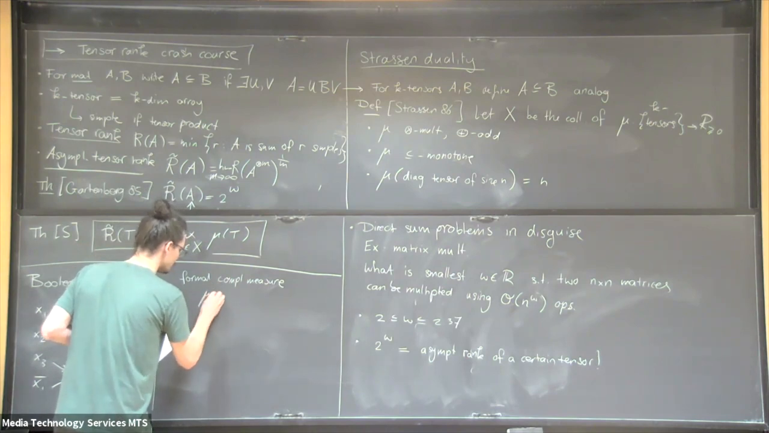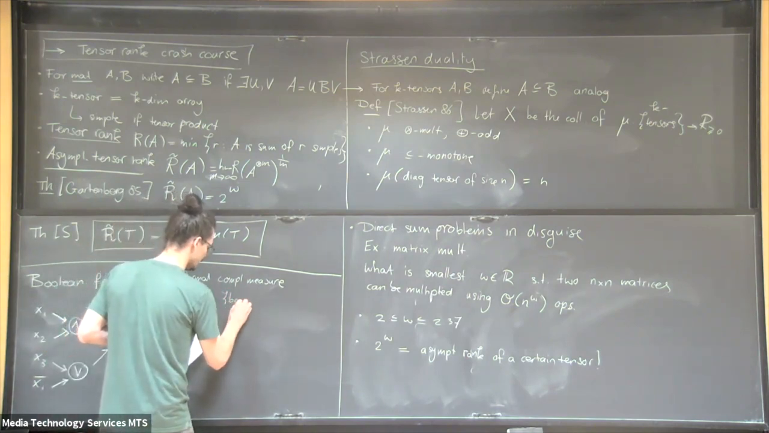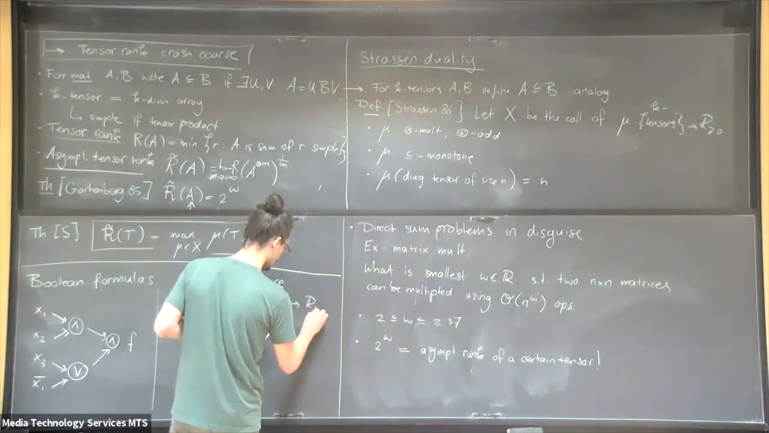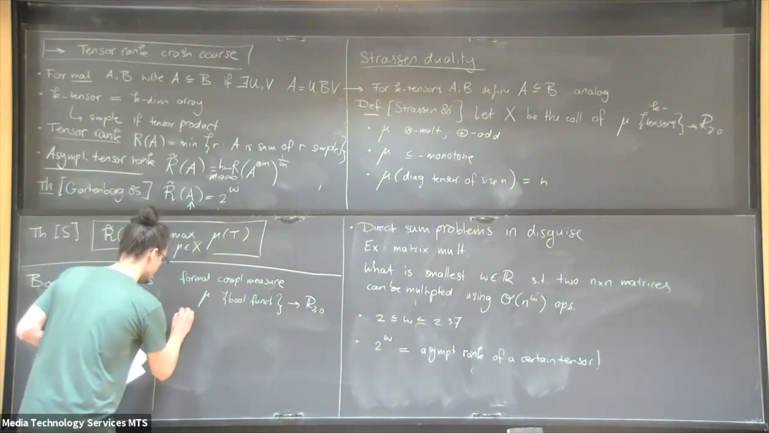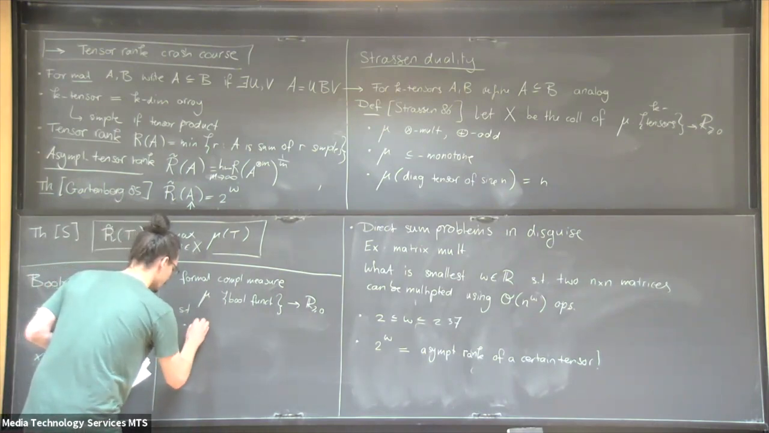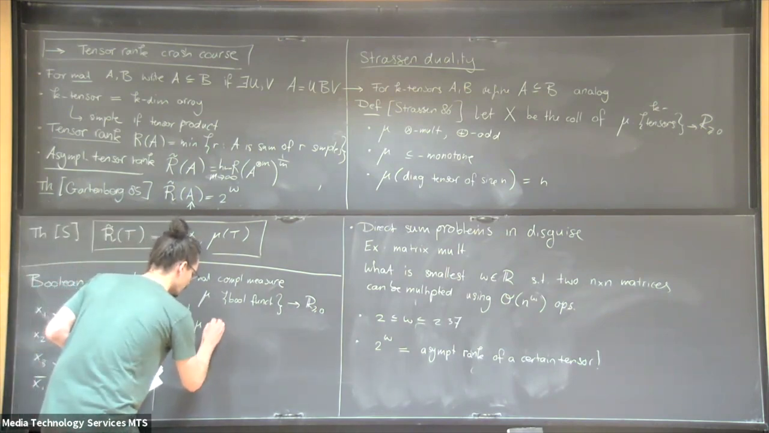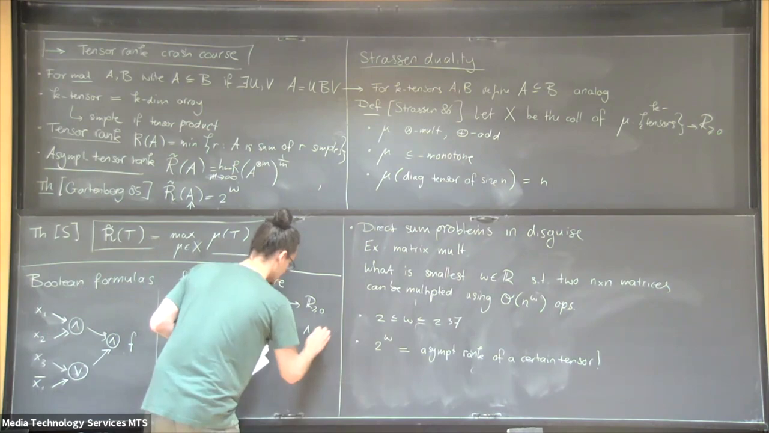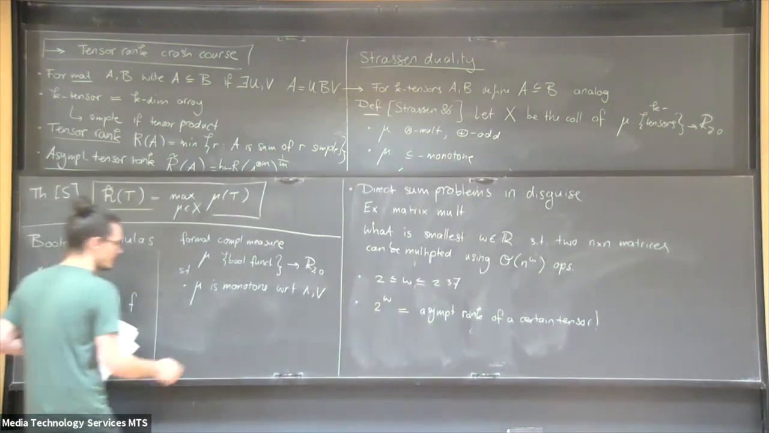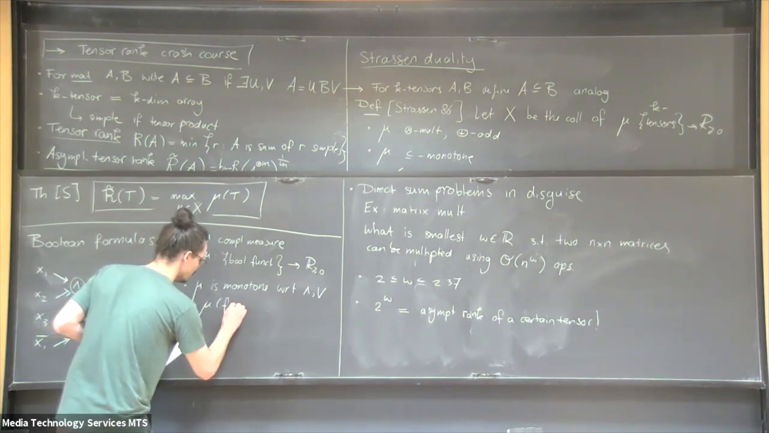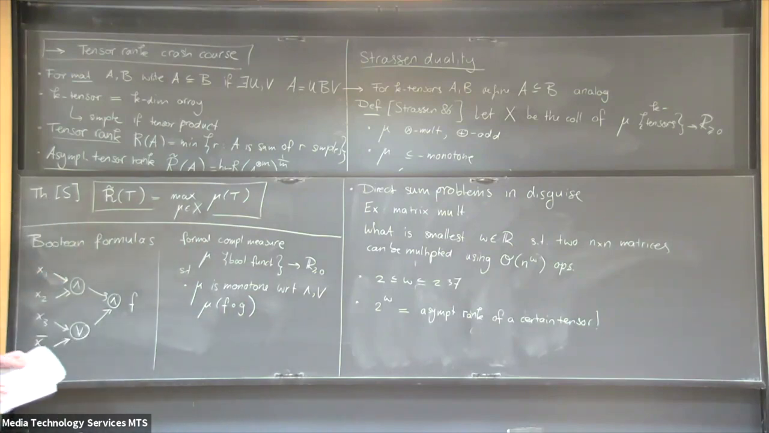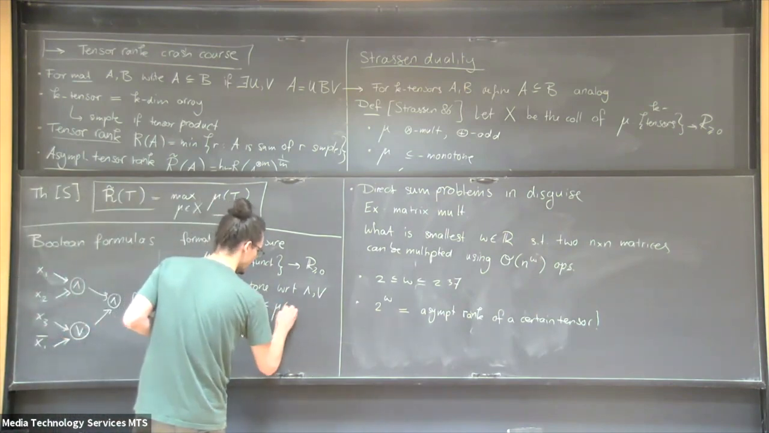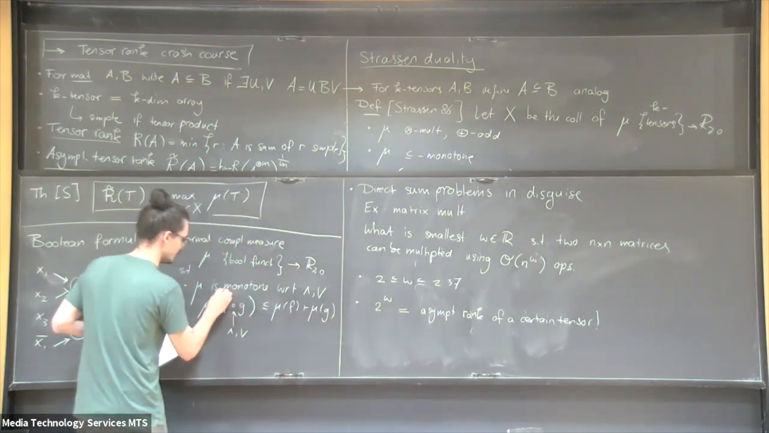Mu, which is a function from Boolean functions to the reals, such that mu is monotone with respect to AND and OR. So what do I mean by that? I mean that if I take mu of f AND g or f OR g, so this could be either AND or OR, then this is at most mu of f plus mu of g. So that's just what I mean by monotonicity.